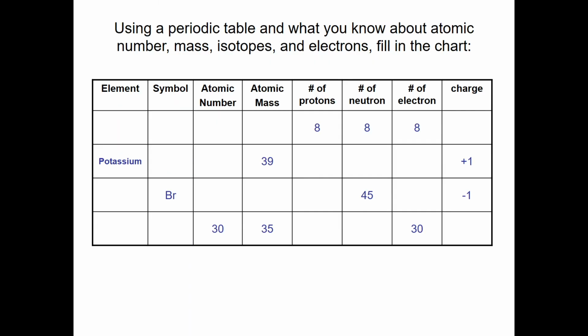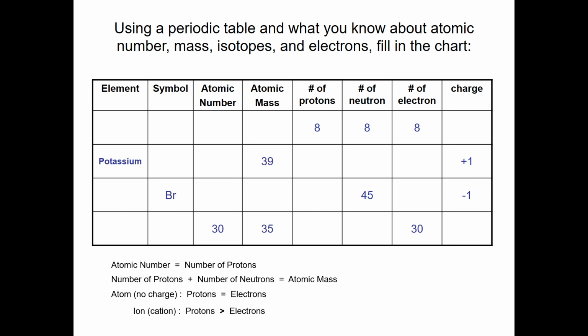Here. So using the periodic table, complete and fill out this chart. So what is the element on the first row? This would be oxygen. How did you know that? So first one is oxygen. We know that because the number of protons is 8. Its symbol is O. Atomic number is 8. Atomic mass will be 16. Its charge is going to be 0.